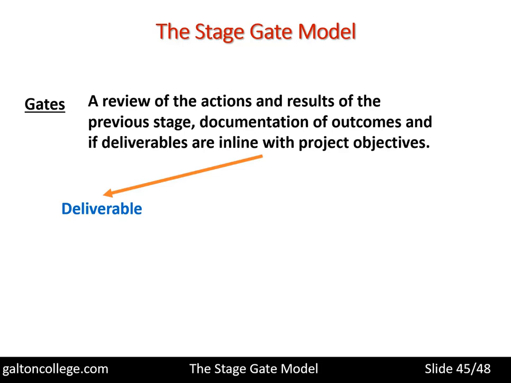The gates involve a review of the actions and results of the previous stage, and documentation of outputs, to see if deliverables are in line with project objectives. So the gates are looking at deliverables, in other words, the outcomes. Are the outcomes what is expected of a project that's going forward? Or have the deliverables failed in some way? Are they not up to expectation? If they're not up to expectations, they should be killed off.